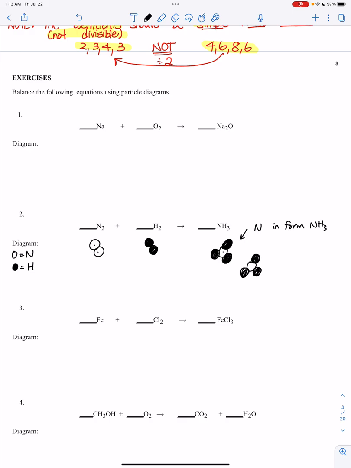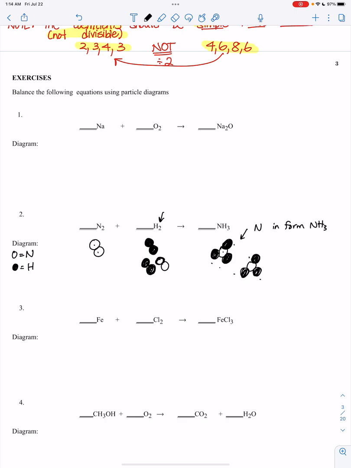Now let's do my hydrogens. It looks like I have 2 on the left, but now I have 1, 2, 3, 4, 5, 6 on the right. So I'm going to need to add hydrogen on my reactant's left side until I get the same amount. So right now I added another H2 because hydrogen comes in the form of H2 on the reactant side. Hydrogen comes in the form of NH3 on the product side. 4 isn't enough.